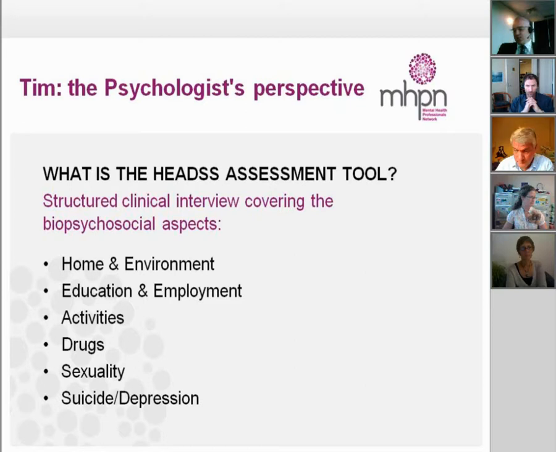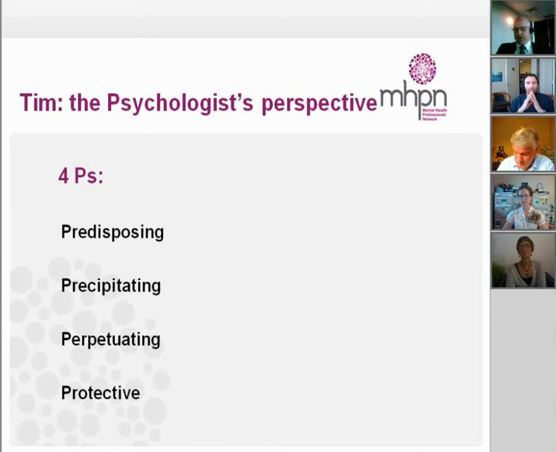Another way of looking at the assessment process is also to look at the four P's, which is something that's prevalent in CAMHS services. So we might look at the predisposing factors, the precipitating factors, the perpetuating factors, and the protective factors, which is again another nice way of structuring your formulation of what's actually going on with the young person. But the bottom line, I suppose, with both of these approaches is it gives you a way of looking at the biological, psychological and social factors, at the person and for their family.